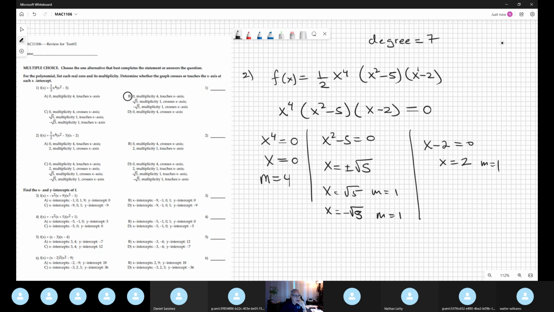Is that the option? I suppose yes. Yes or no? 0, multiplicity 4, touch the axis. 2, multiplicity 1, cross the axis. Radical 5 positive, multiplicity 1, cross the axis, and negative radical 5, cross the axis. Any question?